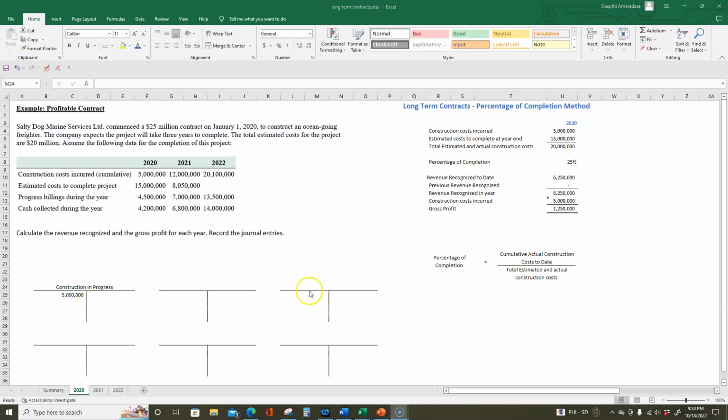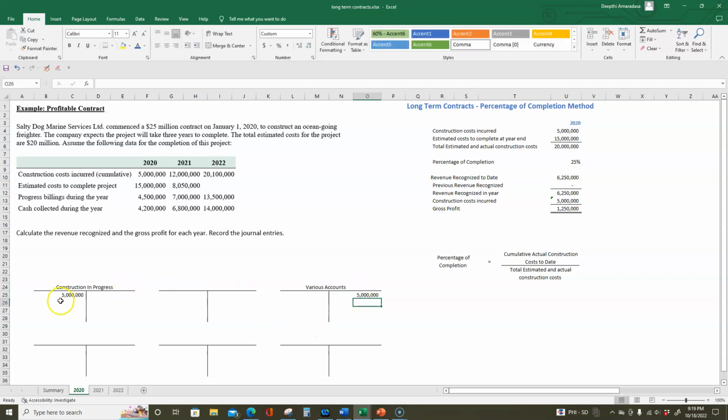The credit goes to various accounts, depending on whether they spent cash, accounts payable, or whether it was for salaries. So I'm going to say various accounts and credit $5 million. The only reason I did that is so that you can see that there's a debit and a respective credit, but the credit will go to different accounts. So that takes care of the construction cost. That is one entry every year that you need to make for construction costs that were incurred during the year. Debit construction in progress, credit different accounts.